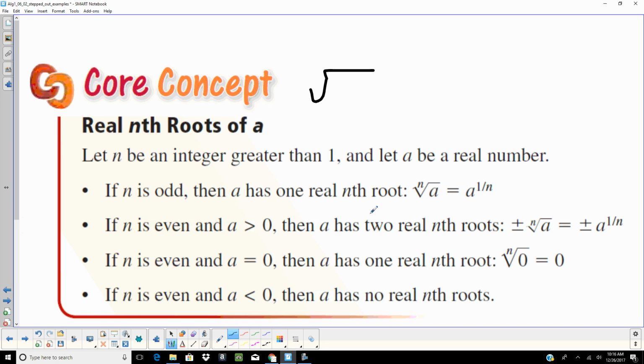So if n is odd, you're going to have 1 nth root. And you can write that also as an exponent, 1 over n. If your n is even and the number inside, a, should have mentioned that, is greater than 0, you're going to have 2 roots. It's going to be plus or minus. If n is even and a is 0, your answer is 0. If n is even and a is less than 0, then you're not going to have any real nth roots. Again, I'd watch a couple of examples, go back and revisit this.